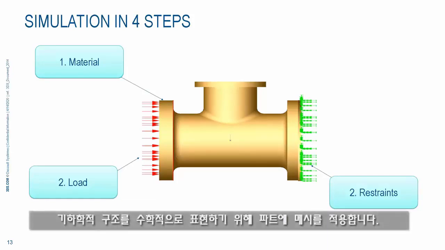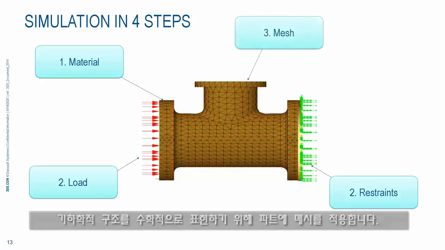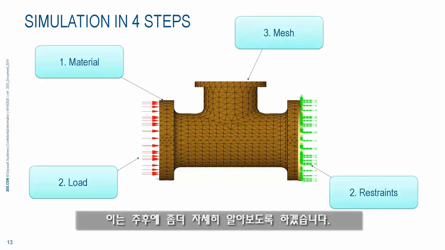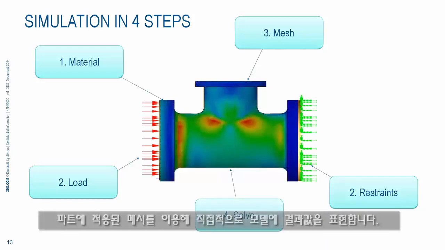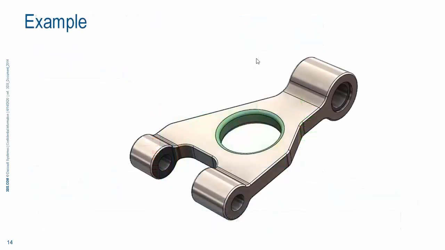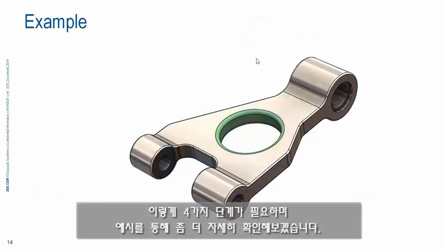Then we mesh the part, make a mathematical representation of the geometry. And we'll talk about that more in a moment. And then we run it and get the results directly on the model using the mesh. And these are the 4 steps we need. So this is how it looks, very, very simple.